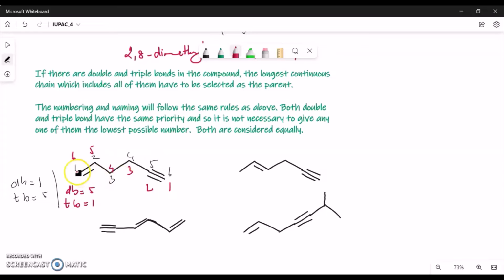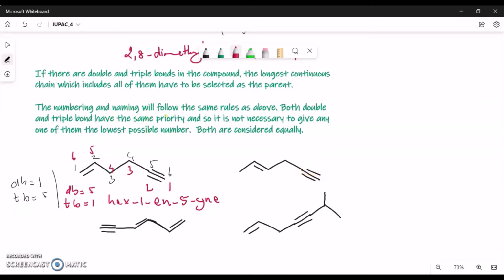Therefore, we can choose the double bond to have the smaller number. Not because it is higher in priority, it's just that both of them get the same number. Therefore, we can name it like this. So this is a hex, and there is a double bond at position 1. So 1-ene and then 5-yne. So hex-1-ene-5-yne. When you have a double and a triple bond together, this is the way we name. We give the prefixes of the corresponding numbers before the en or the yne.